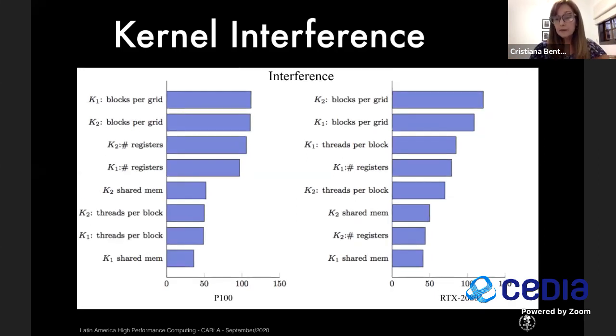In terms of interference, we have different results for the 2 GPUs. Blocks per grid is still the most important feature to see if one kernel will interfere with the other. But the second most important feature for the P100 was the number of registers of the second kernel. For the Turing architecture, which has the same number of registers as the P100 but fewer resources, fewer SMs and fewer cores, the number of threads per block was more important to decide about the interference of the kernels.